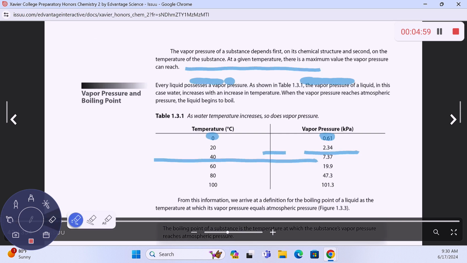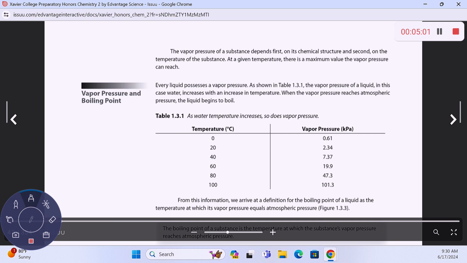Now, up at the top of this page, there are a couple of things that pertain to vapor pressure that I'm going to mention. Vapor pressure depends on the chemical structure of something. So that means if it's polar or if it's nonpolar. And the second thing it depends on is temperature. Obviously, at higher temperatures, you would have a higher vapor pressure. Okay? All right, now let's take a look at the graph.